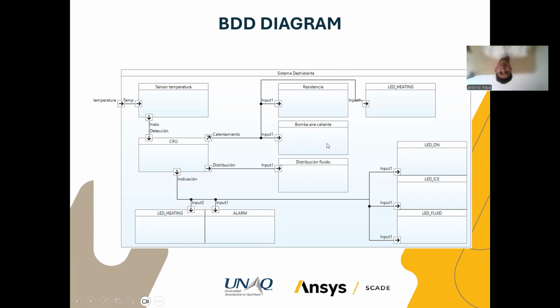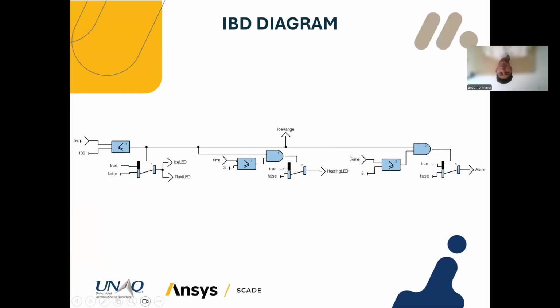So this part of the system is going to be the distribution of the fluid. Also this I changed, because the initial requirements in the assignment say that I could use a hot air pump, but I didn't use it. I only continued working with the electrical resistance. So these are the same, and the LED heating. So we have the alarm and all the subsystems working as a group.